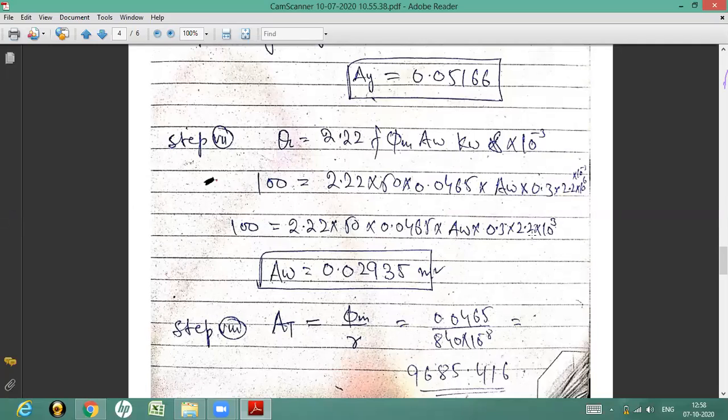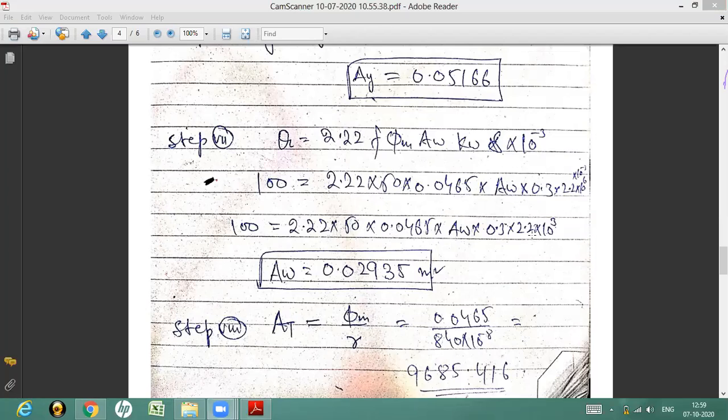But it should not be that my value is 9685 and your value is close to 15,000. No sir, no sir. Only a slight variation, no issue at all. You can calculate the value of AW. So tell me whether you got this value or not. Are you getting this value or not? AW. Yes, sir. Okay, you got this value now.